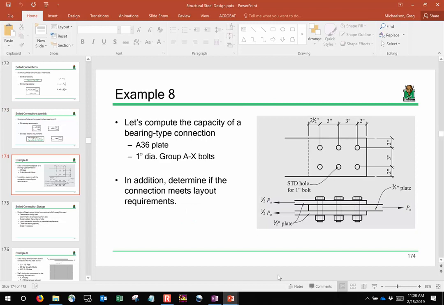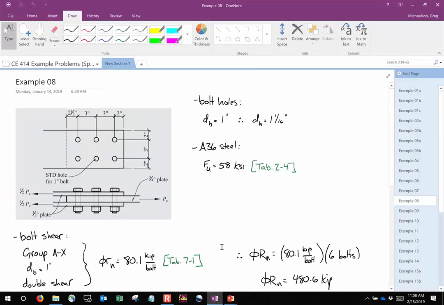So this was our example that we were analyzing. We were looking at a series of group A bolts with the threads excluded. They're one-inch diameter bolts. The steel is A36 across the board, so the plates have the same F sub U value. What we're trying to do is analyze the strength of the connection. We started that problem last time, and this is about how far we got. We've got our bolt diameter, so we know our hole diameter is plus a 16th of an inch, so we went ahead and included that.